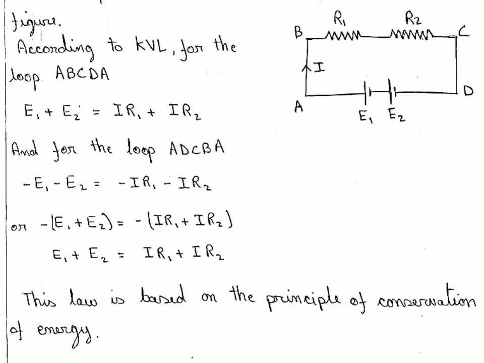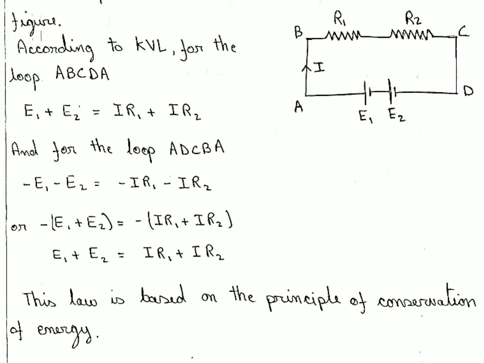Then we have another loop, A, D, C, B, A. So in this case, you can see that the loop is from A to D. That is for E1, it's from positive to negative. And then for E2 it is also from positive to negative. The direction of the loop is from positive to negative. Since the direction is from positive to negative terminal of the cell, the EMF in both of the cells is taken to be negative. Hence we have here minus E1 minus E2.